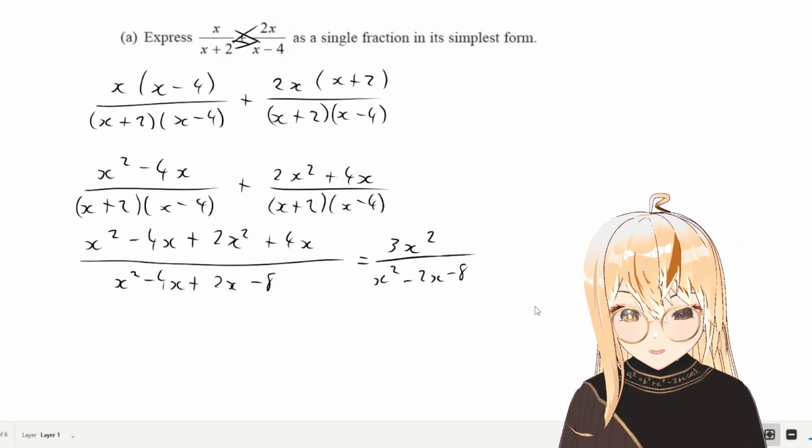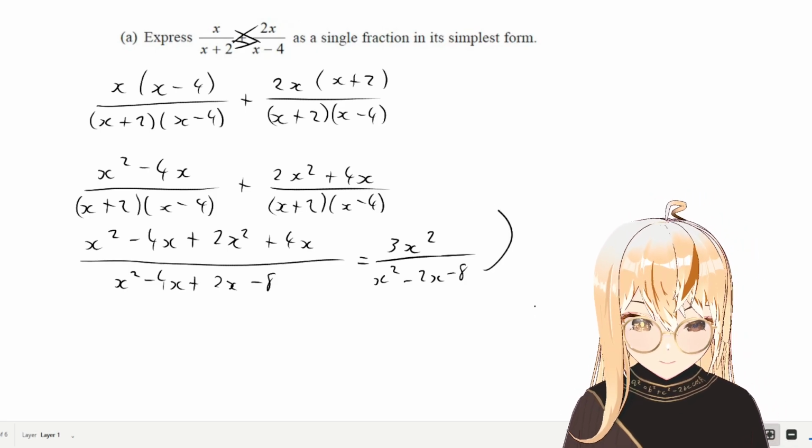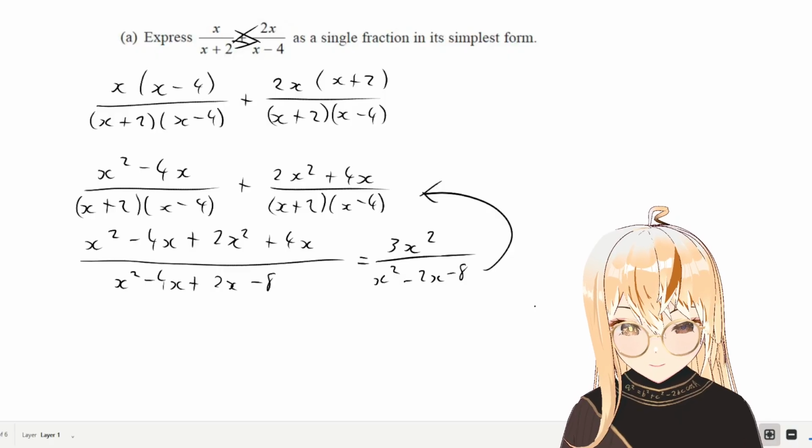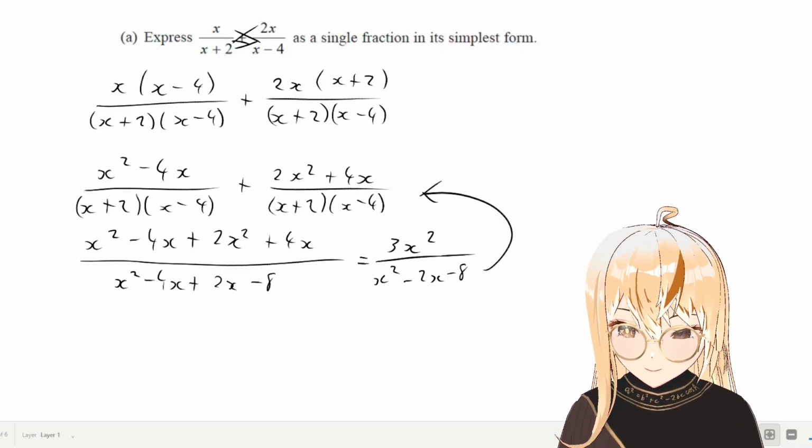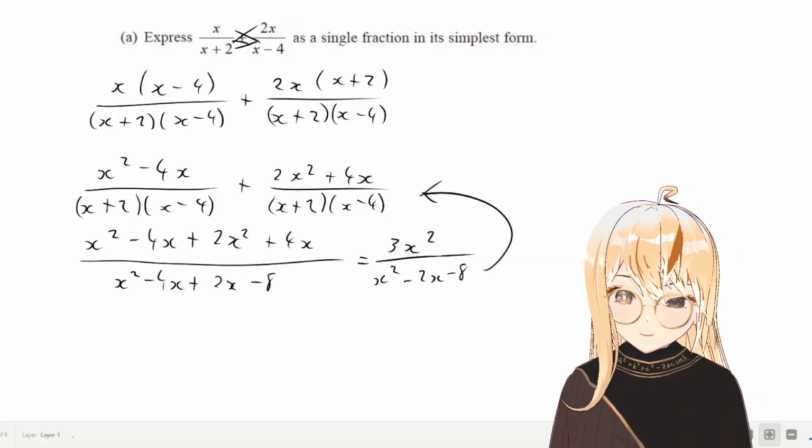I believe you can keep the denominator as this x plus 2, x minus 4, but I just like to expand it, I don't know, for no reason. I checked the mark scheme, either one works.